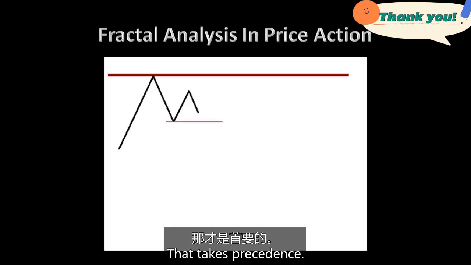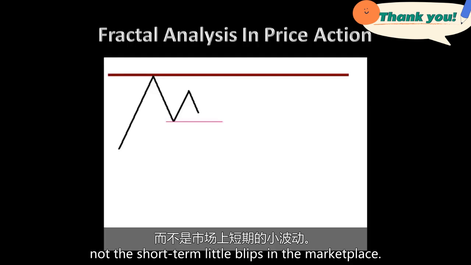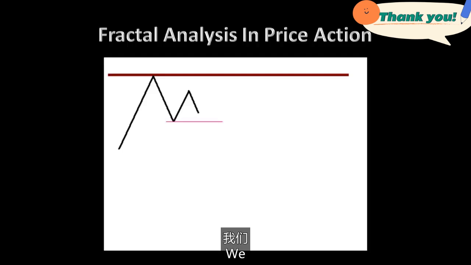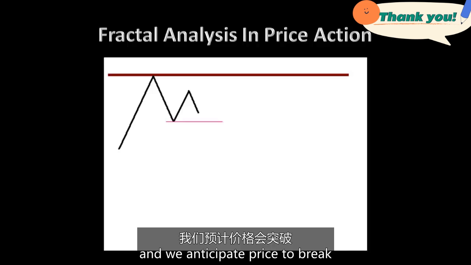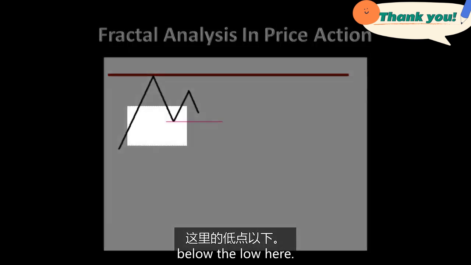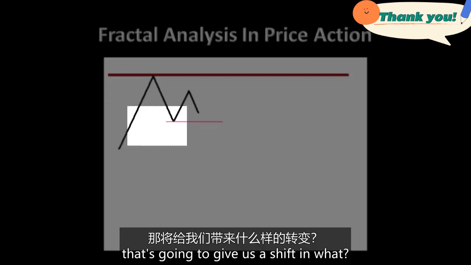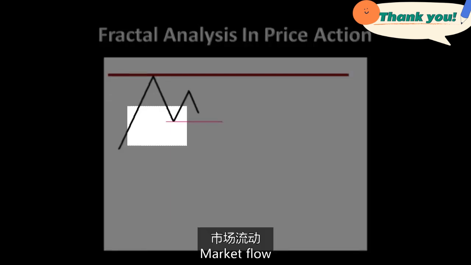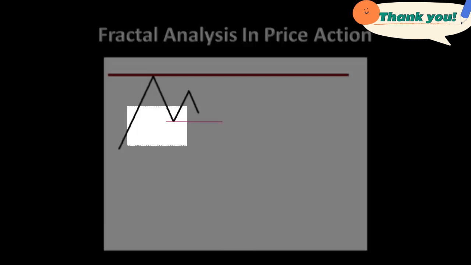Okay, we have to go back to the higher time frame resistance level. That takes precedence. That is the one that we have more emphasis behind, not the short-term little blips in the marketplace, okay? We expect sellers to be heavier in market than buyers, and we anticipate price to break below the low here. If we see that break below, that's going to give us a shift in what? Market flow and market structure.